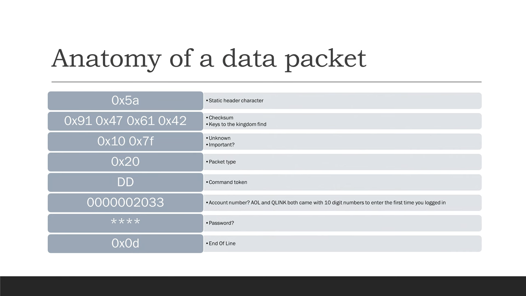So the data packet that was being sent, let's take a look at that. We've got our static header character. We got a checksum. I still don't know what it is, but the values have changed. We got our packet type 20. All the packet types are in the 20s. We've got DD, could be a command token. We've got an account number. We've got four characters that I think on that first pass were garbled characters. And I said, password? Something? I don't know. You never had a password in QuantumLink. It was stored on the disk. And we have our end of line.